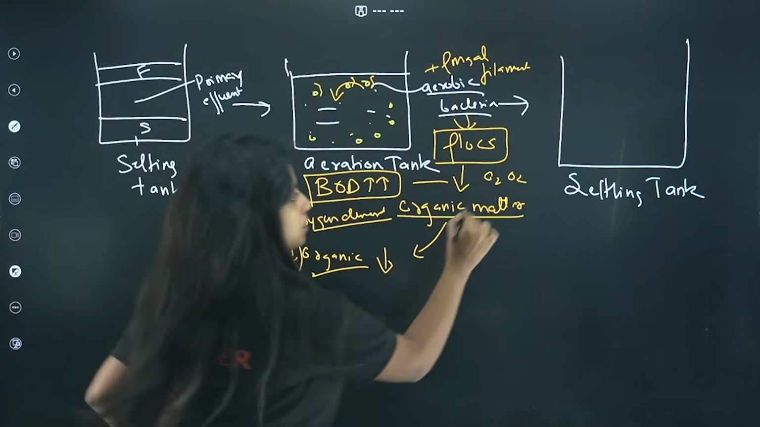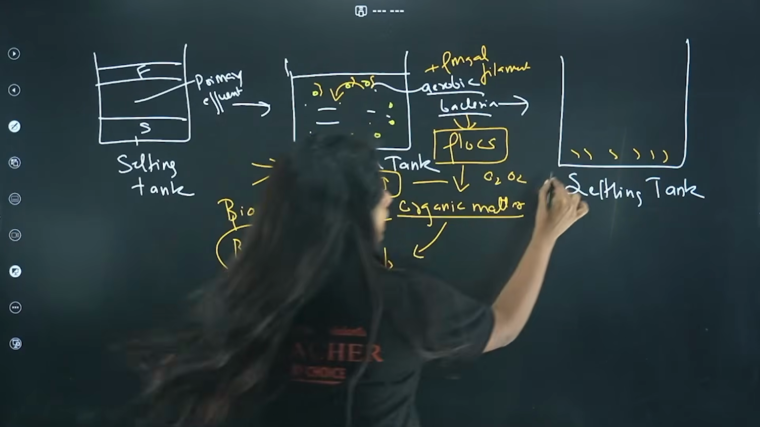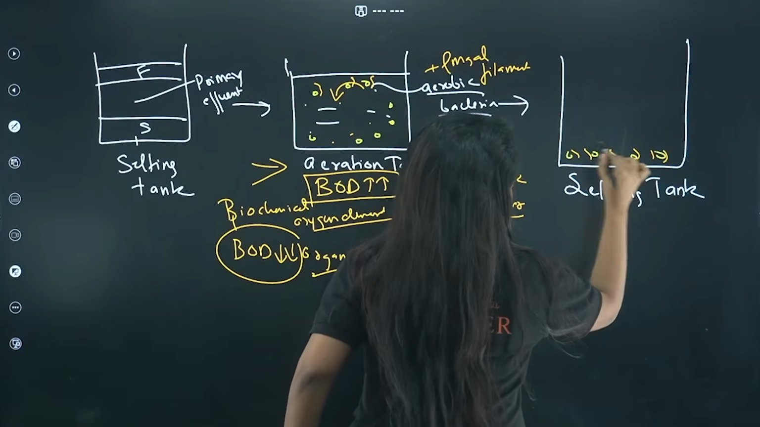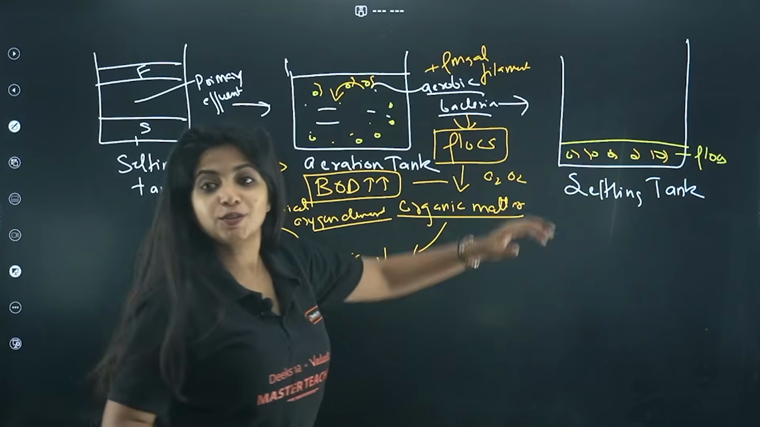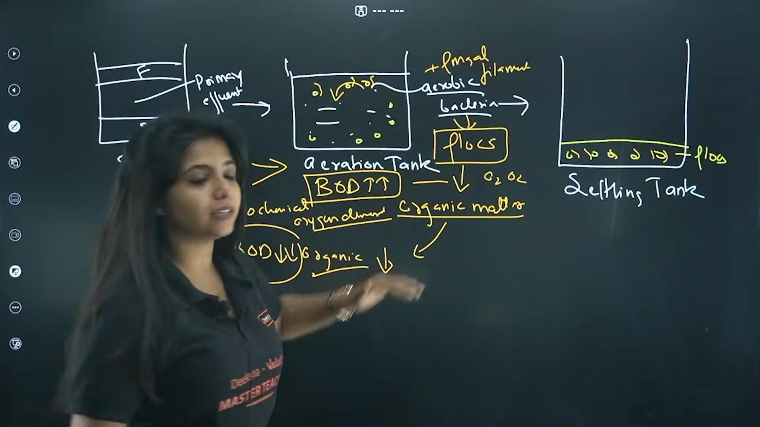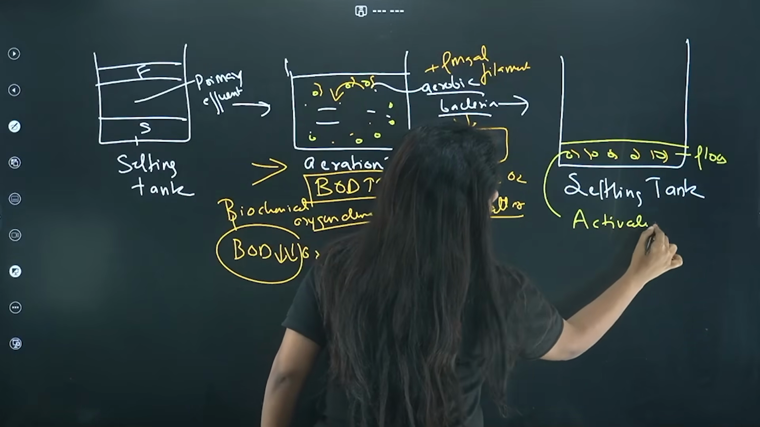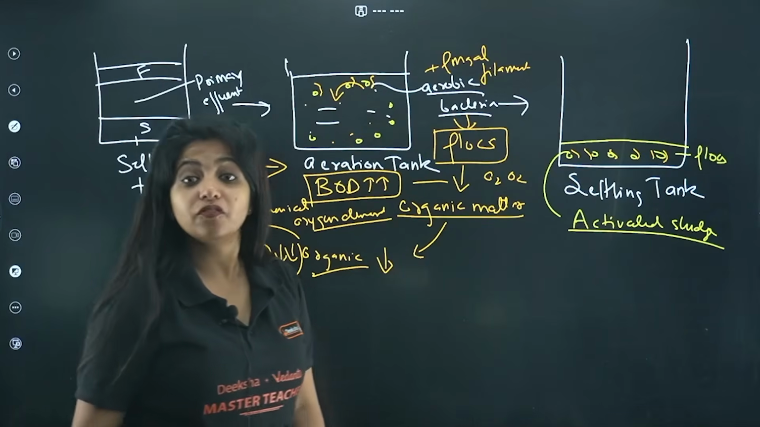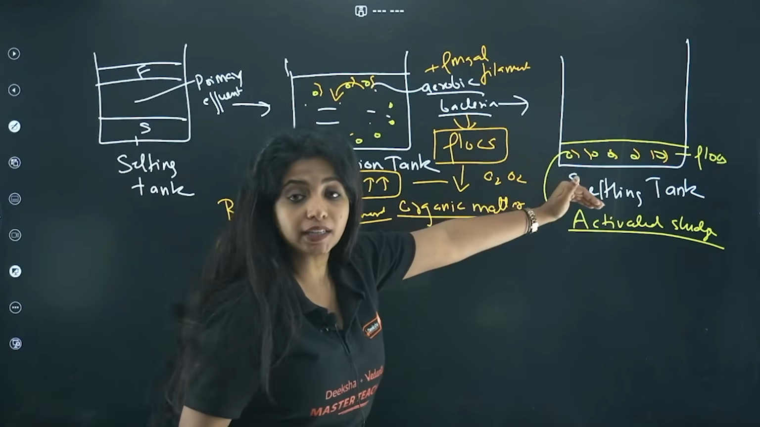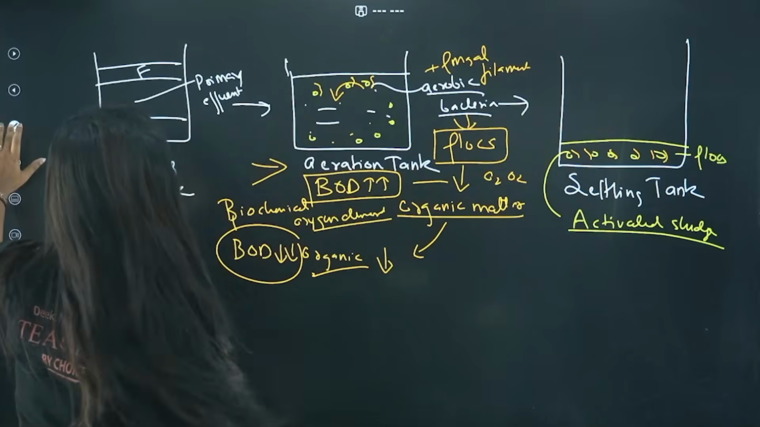The fungal filaments plus the aerobic bacteria, that means you're talking about the flock, are going to settle down, and this is what you call activated sludge. What do you call this? Activated sludge. Now they have settled down. Whatever is left behind is nice water, the purified water that we have got.